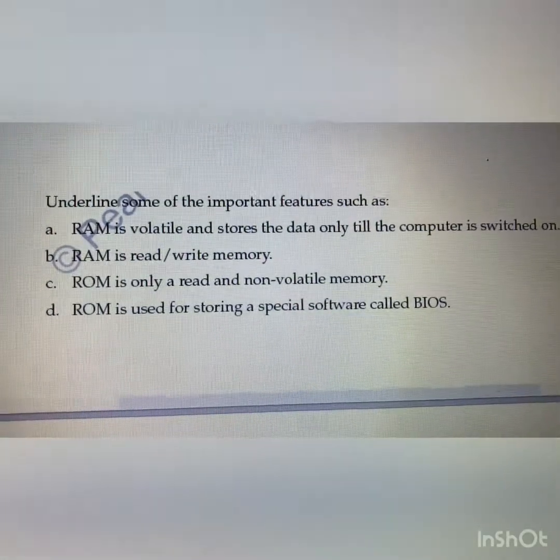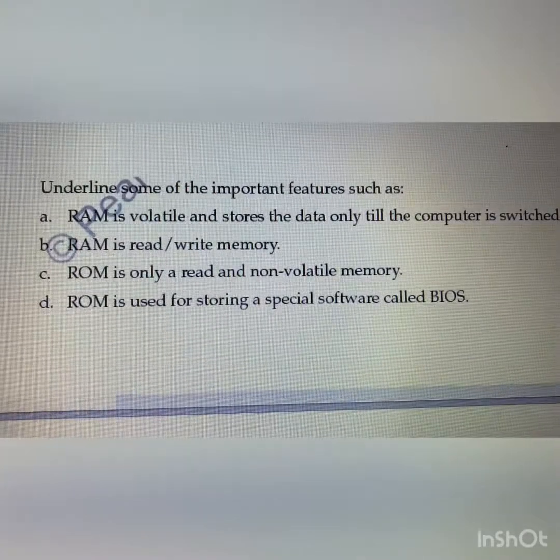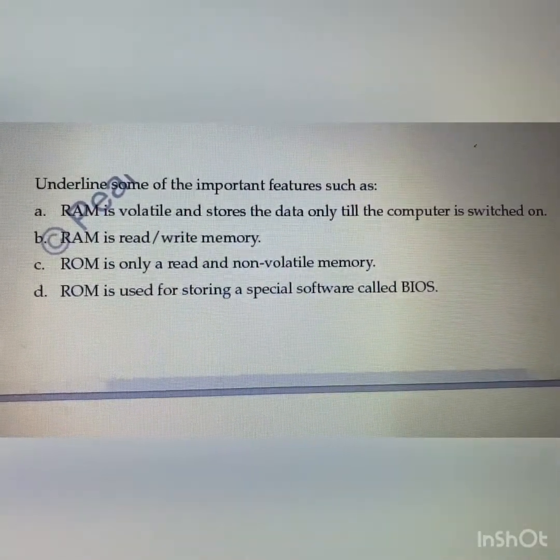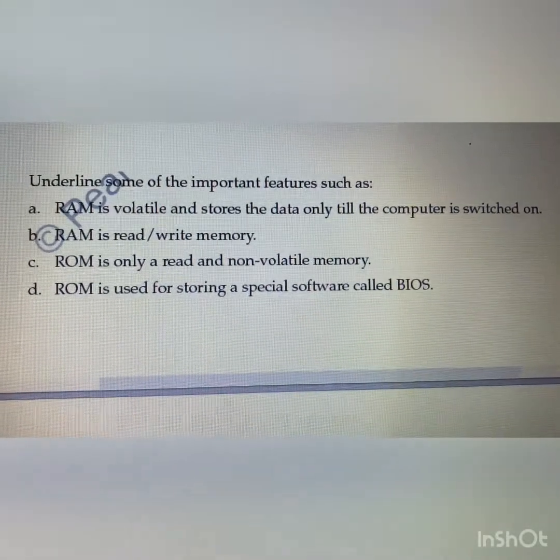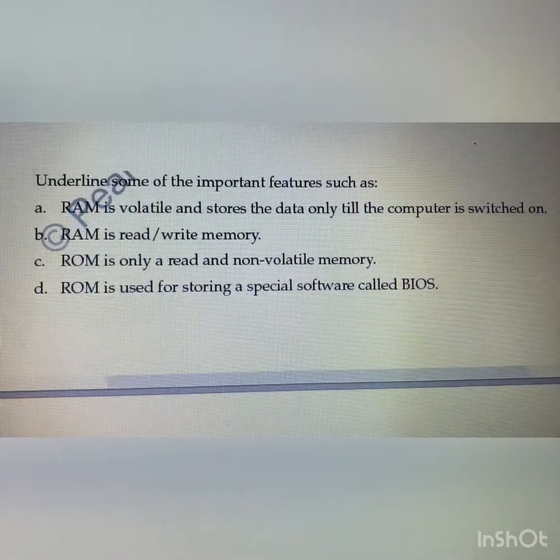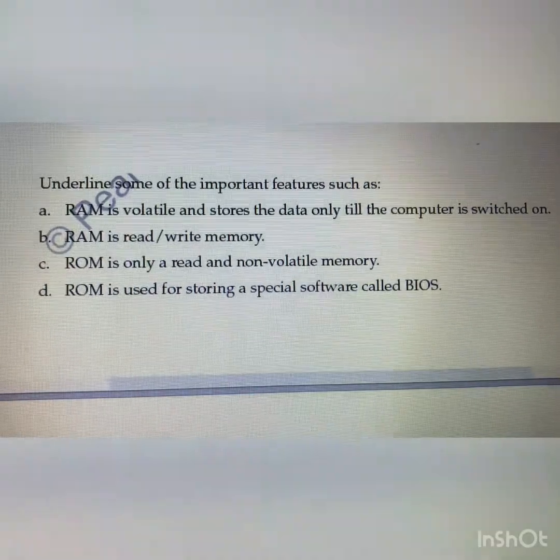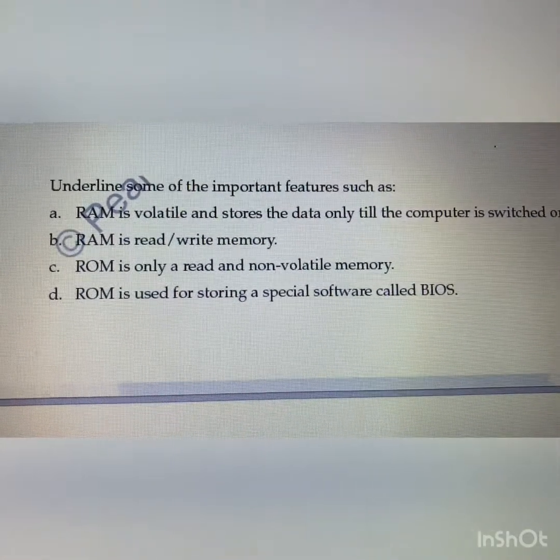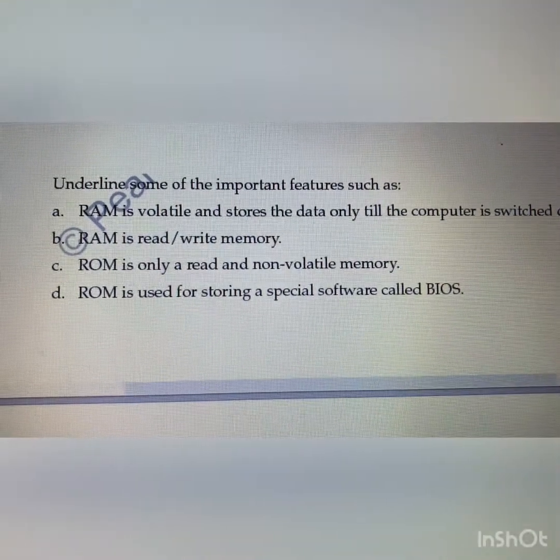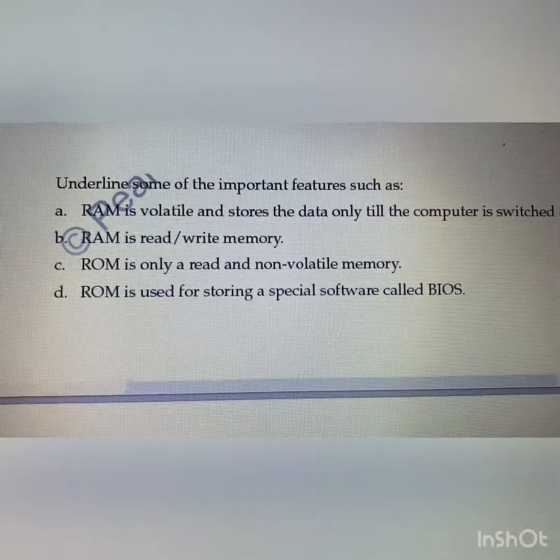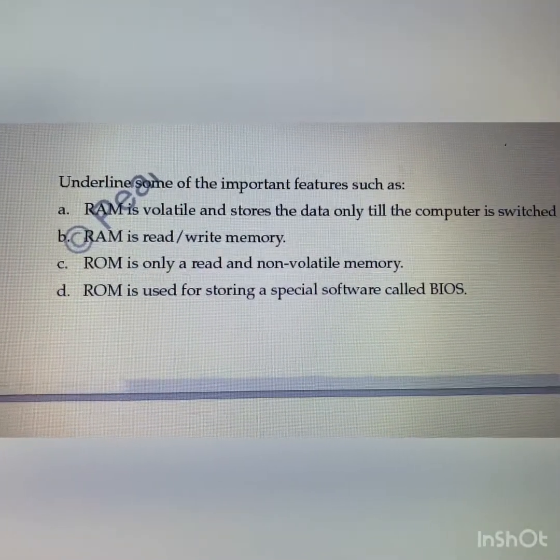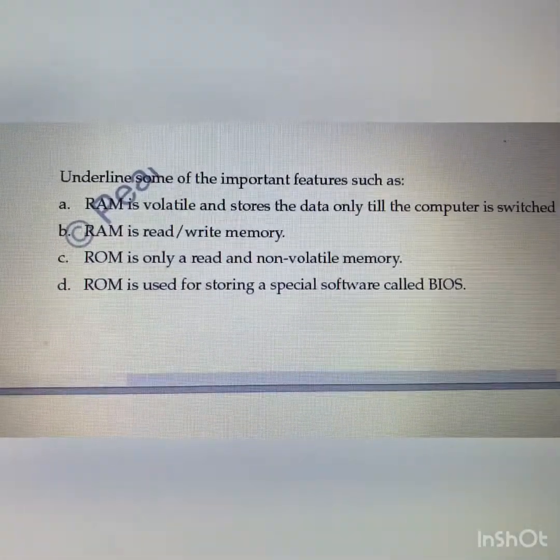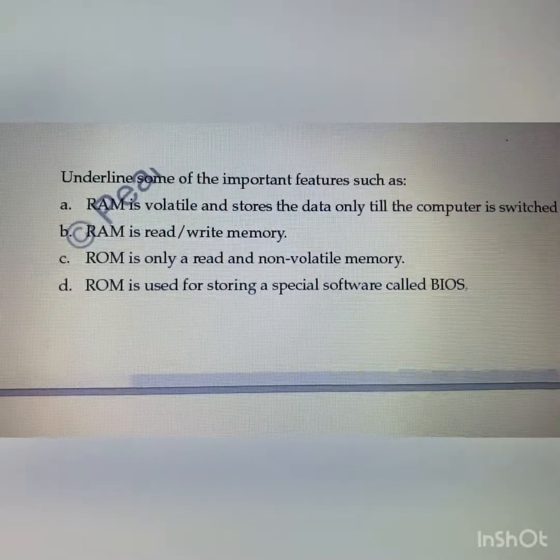Now students, you all have to underline these important features of RAM and ROM. RAM is volatile and stores the data only until the computer is switched off. You all have to underline this line in the course book, page number 12. RAM is read and write memory. ROM is only a read and non-volatile memory. ROM is used for storing a special software called BIOS.